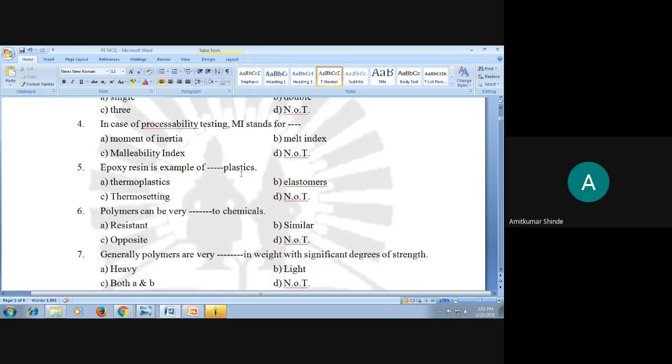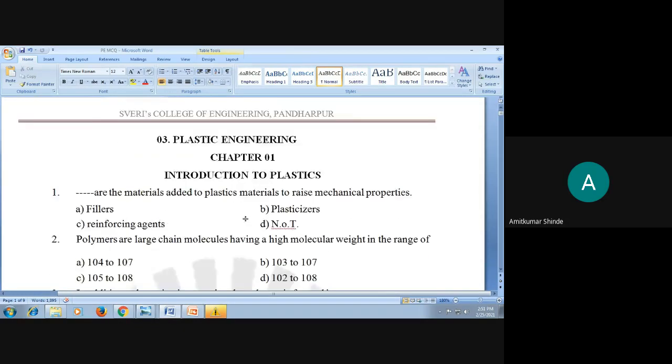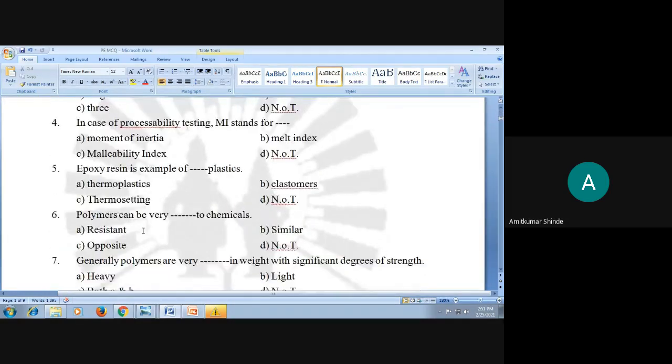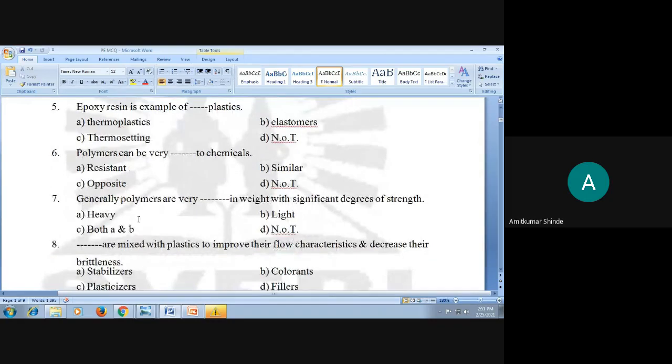Epoxy resin is an example of, already we have discussed this, epoxy resin is an example of a thermosetting plastic. Okay. Then the polymers can be very resistant to the chemicals. Polymer will provide you resistance for different chemicals.